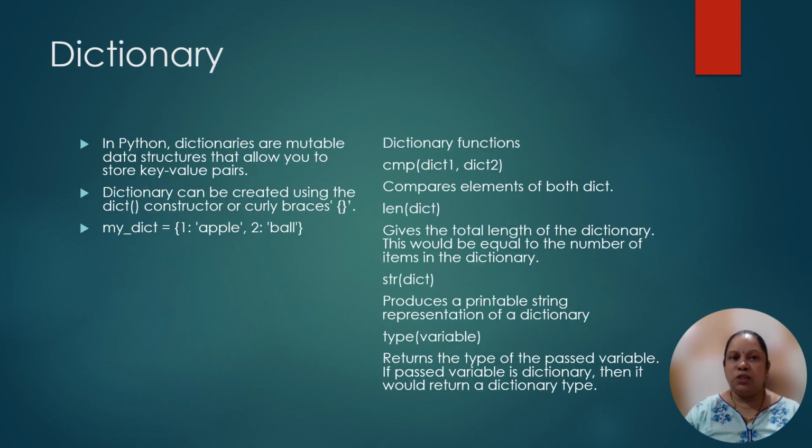Then we come to the last, that is dictionary. In a dictionary, the data is stored again in brackets, just like we store it in sets, but it is stored in a key value manner. For example, here the key is 1 and the value is apple. The key is 2 and the value is ball. So it is stored in a key value manner, right? Now these are some of the dictionary functions: compare function, length of the dictionary. This is going to convert a dictionary into a string. Then what is the type of value present in the dictionary? So these are some dictionary functions.